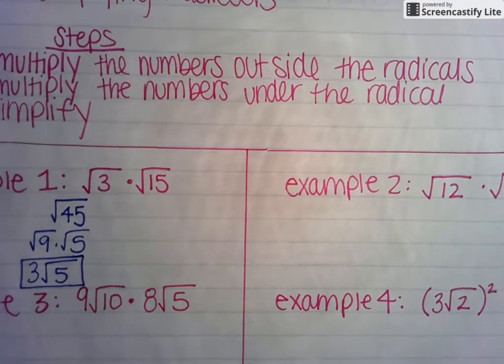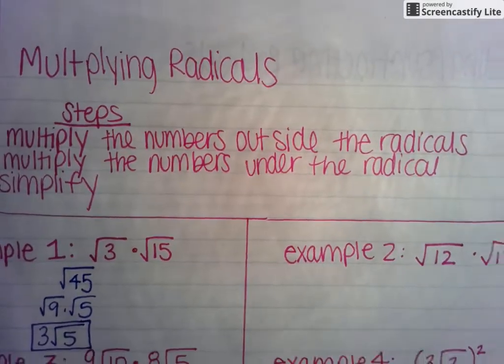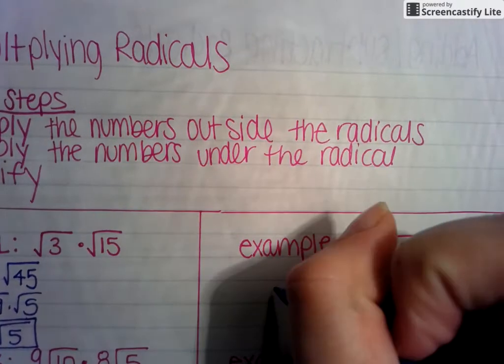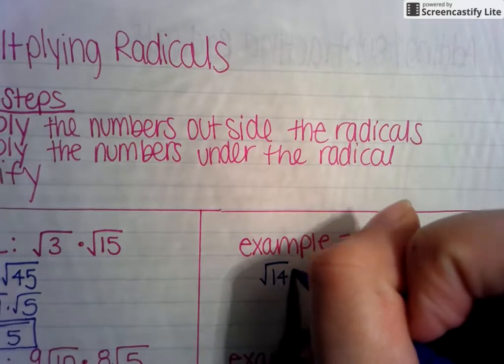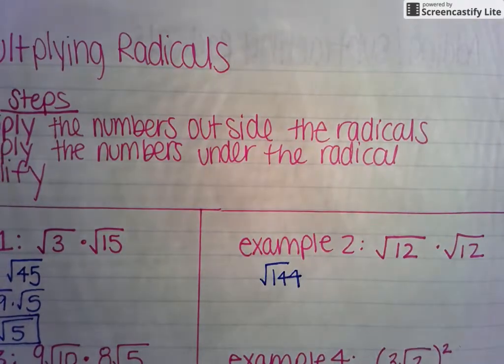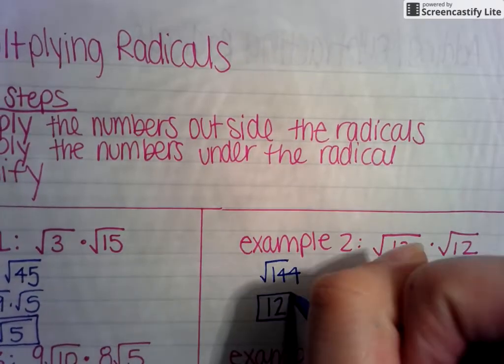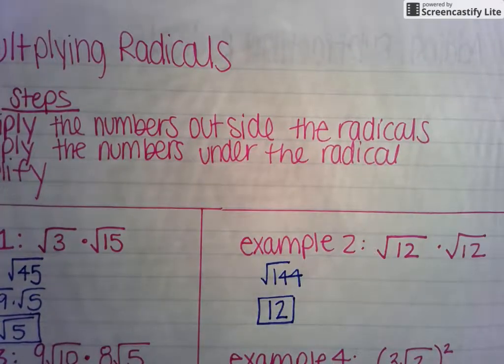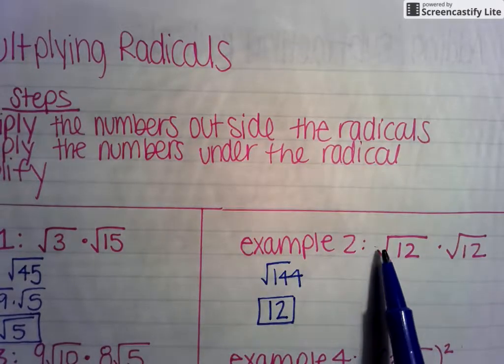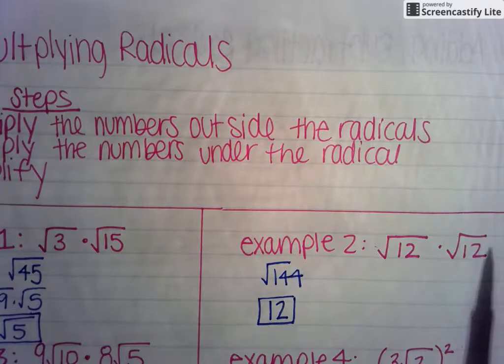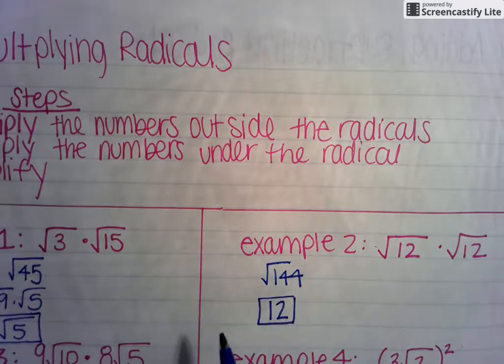Our second example is going to be the square root of 12 times the square root of 12. When I do that, I do 12 times 12, which would be the square root of 144. I take the square root of 144, which is 12. So my final answer is going to be 12. Now, if you notice, if you multiply the square root of a number times the square root of that same number, you always just get rid of the square root and keep the number that's underneath the radical.